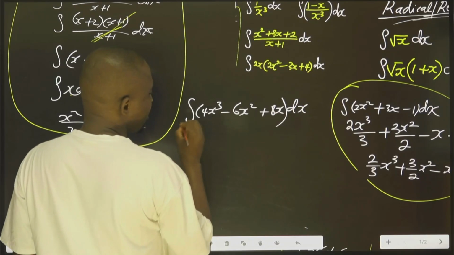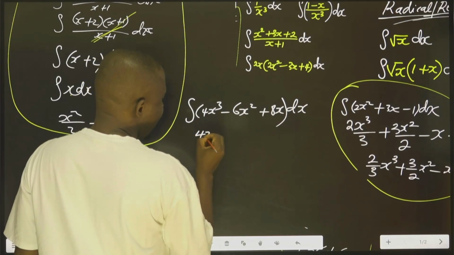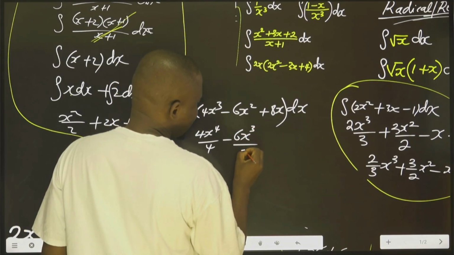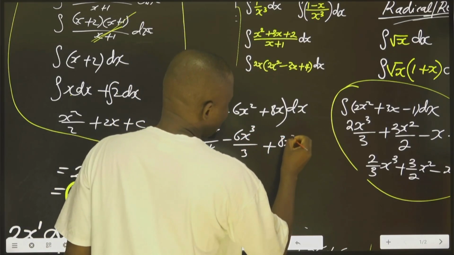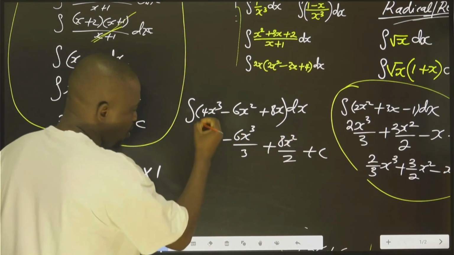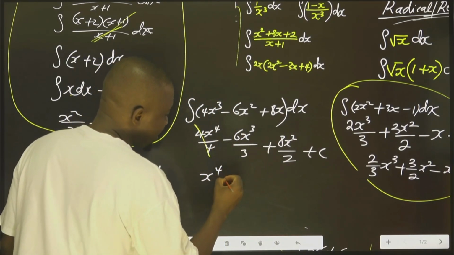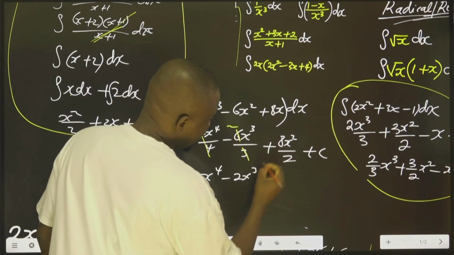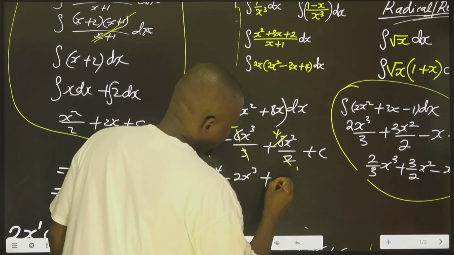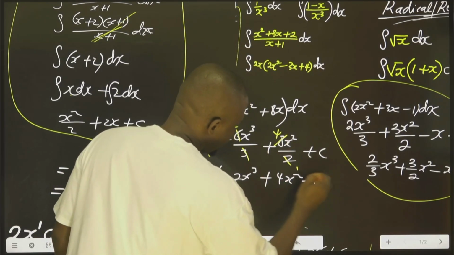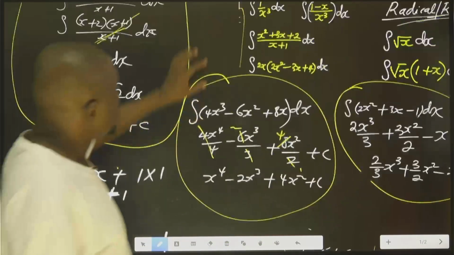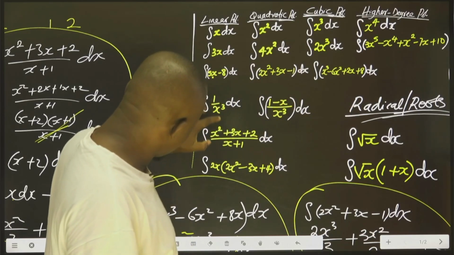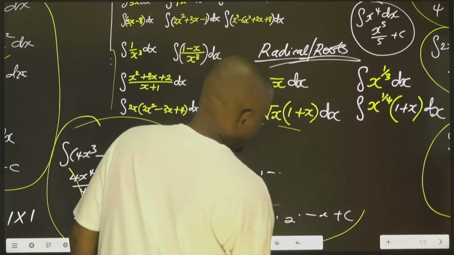Now we solve this. Each of them, this is 4s raised to the power 4 over 4 minus 6s raised to the power 3 over 3 plus 8s raised to the power 2 over 2 plus c. Can work on this now. This and this we cancel to have 2s raised to the power 3. Then this one is 4s raised to the power 2 plus c. This one is straightforward. So we have cleared all this. This one now.